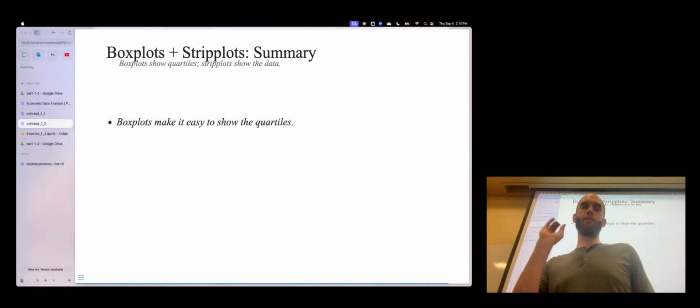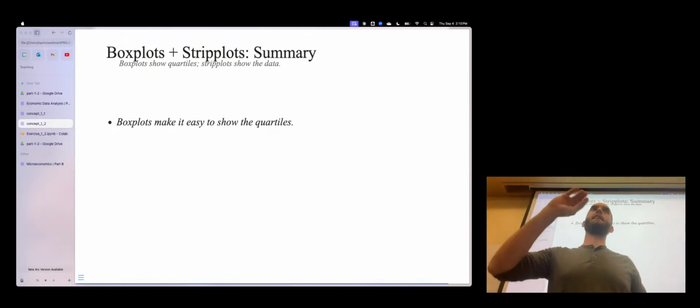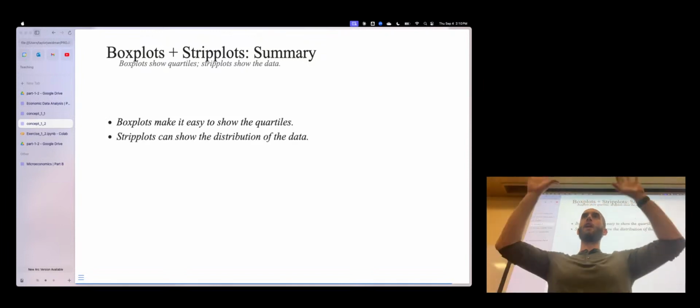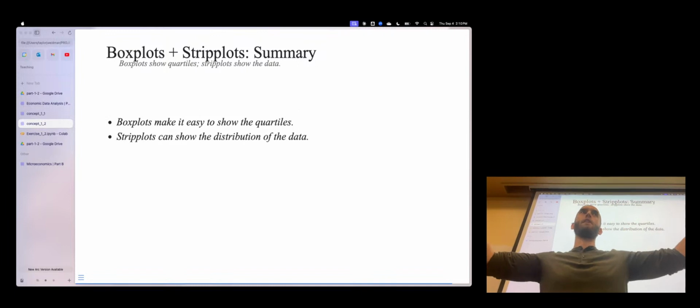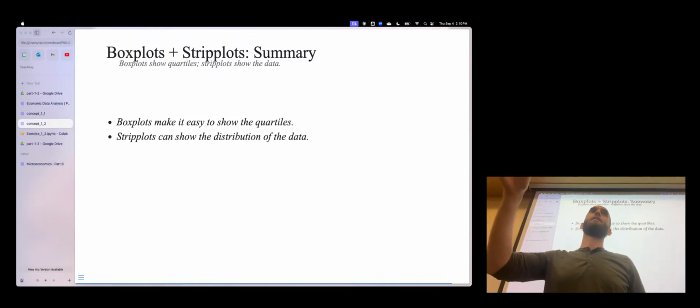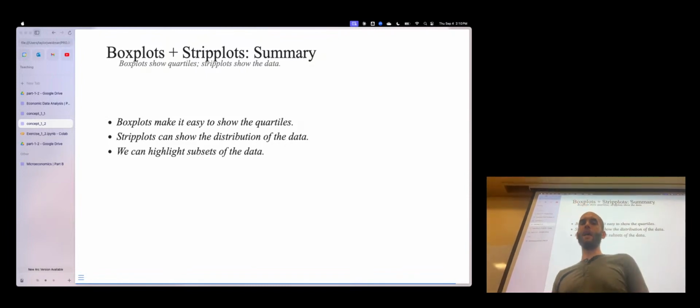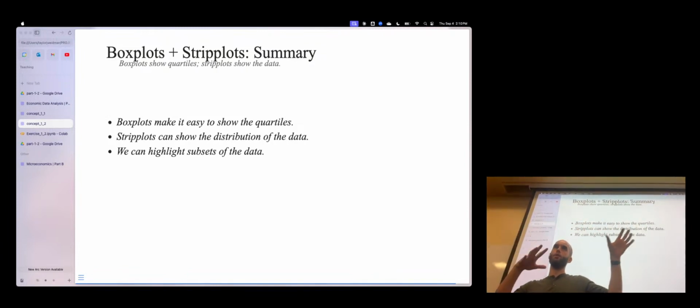Okay, so nice. Box plots, just as a summary, make it easy to see the quartiles. Strip plots then on top of that give us the underlying distribution, just the raw data, which is nice to see sometimes. So for your purpose, that may be the way to go. And then from there, it makes it easy to select the subsets just visually.